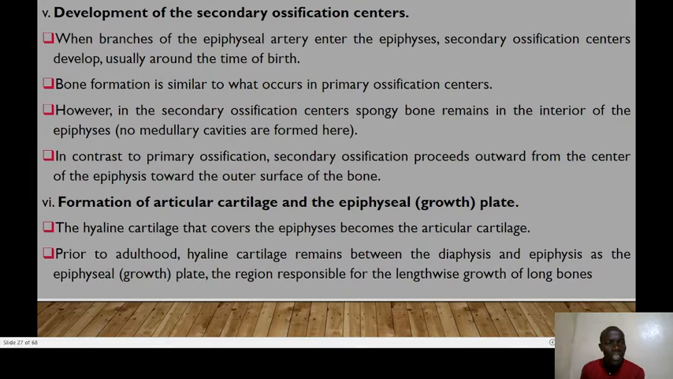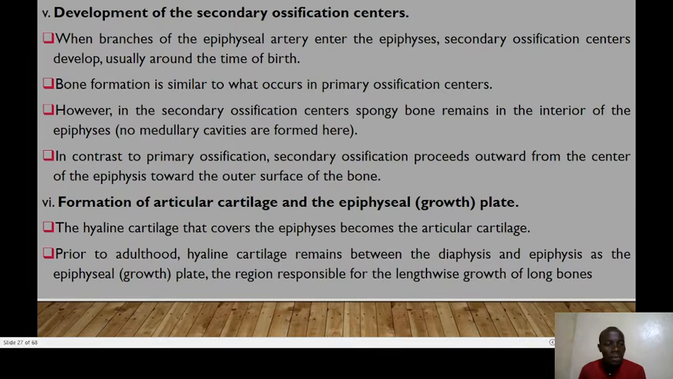When branches of the epiphyseal artery enter the epiphysis, secondary ossification centers develop, usually around the time of birth. Bone formation is similar to what occurs in the primary ossification centers. However, in the secondary ossification centers, spongy bone remains in the interior of the epiphysis, that is, no medullary cavities are formed here. In contrast to primary ossification, secondary ossification proceeds outward from the center of the epiphysis towards the outer surface of the bone.